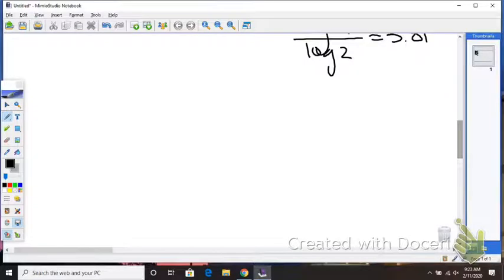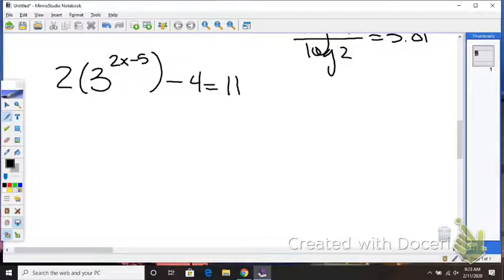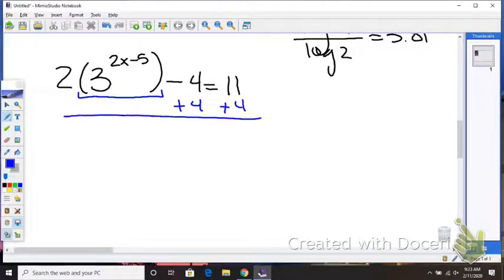So this next one, I have 2 parentheses, 3 to the 2x minus 5 power, minus 4 equals 11. This one just takes a little more work, but the process is still the same. So our goal right now is to get this part by itself. So what am I going to move first? The 4. Okay, we're going to add the 4 over. Oh, this is going to end up a fraction. That's okay. So we have 2 times 3 to the 2x minus 5 power equals 15.